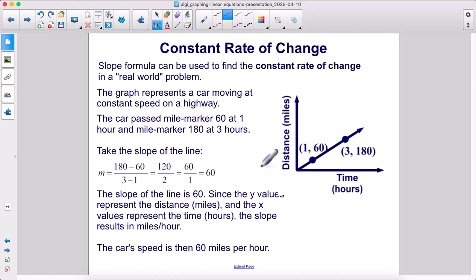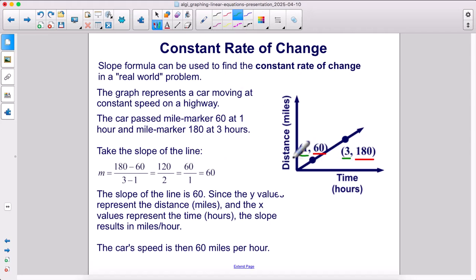Slope formula can be used to find the constant rate of change in a real-world problem. The graph here represents a car moving at a constant speed on a highway. The car passed mile marker 60 at 1 hour and mile marker 180 at 3 hours. Take the slope of the line. 180 minus 60 in the numerator gives us 120.